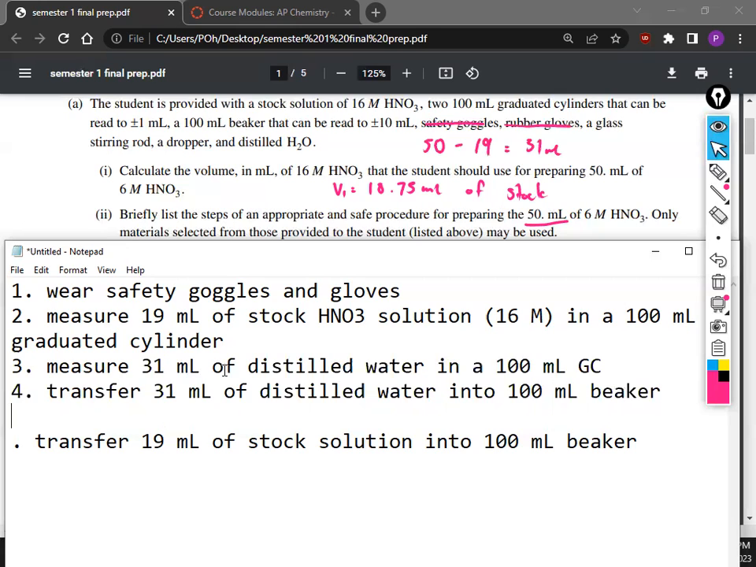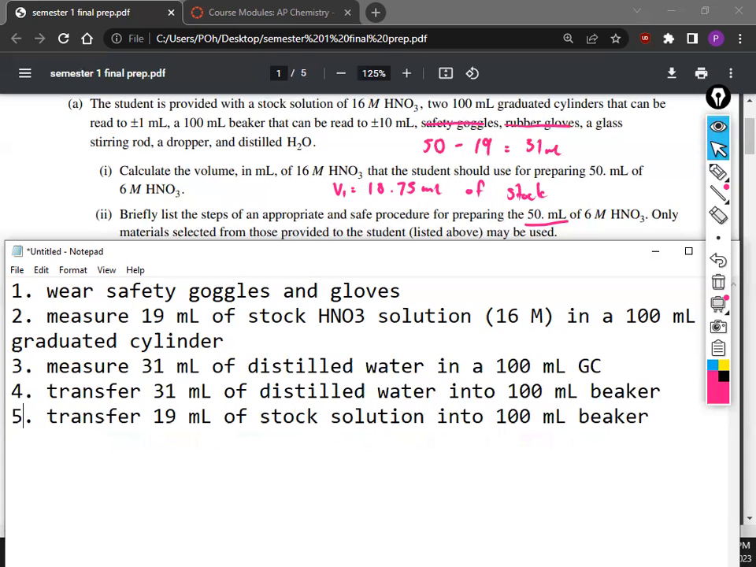Now, the key thing that I want you guys to keep in mind, and the one that I gave to you prematurely, number 5, that's going to be number 5. The key thing you want to make sure you know is you're always going to add acid to water. So you want your water in there first, and you want to add the acid later. It's safer that way. This is a safety rule.